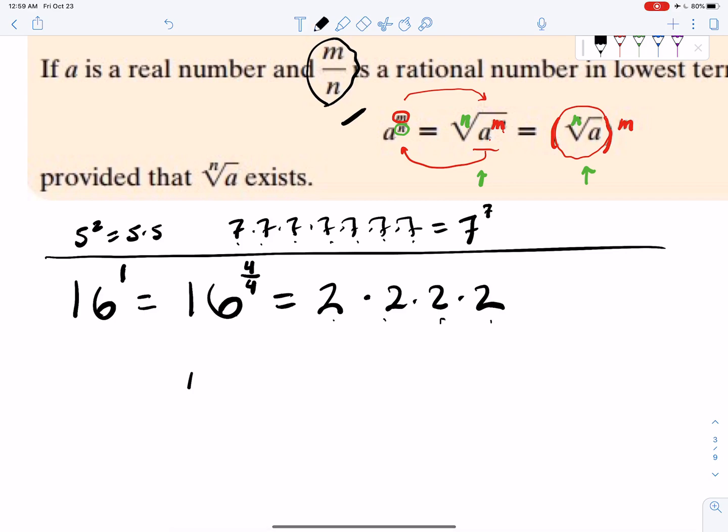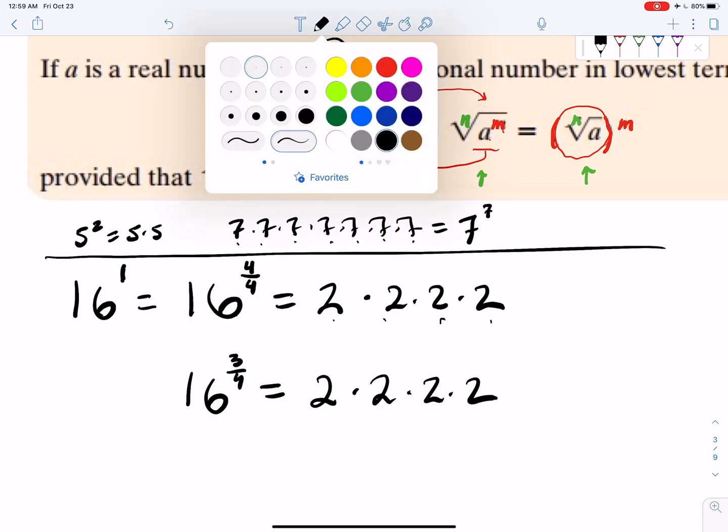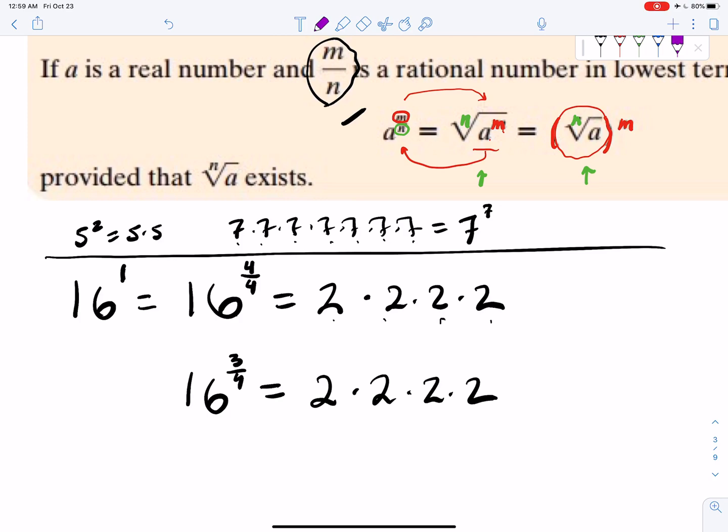Well, what about 16 to the 3/4 power? Now that doesn't equal that. But let me go back a second here. Let me get another color just to be fun. It says 4 out of 4. Now, how many factors do I have here? Well, I've got 1, 2, 3, 4. This one says I want to have 4 out of 4 of those factors. So we're saying this equals 16, which we've been saying all along. That seems like a waste of time, but I think this helps us right here, though.